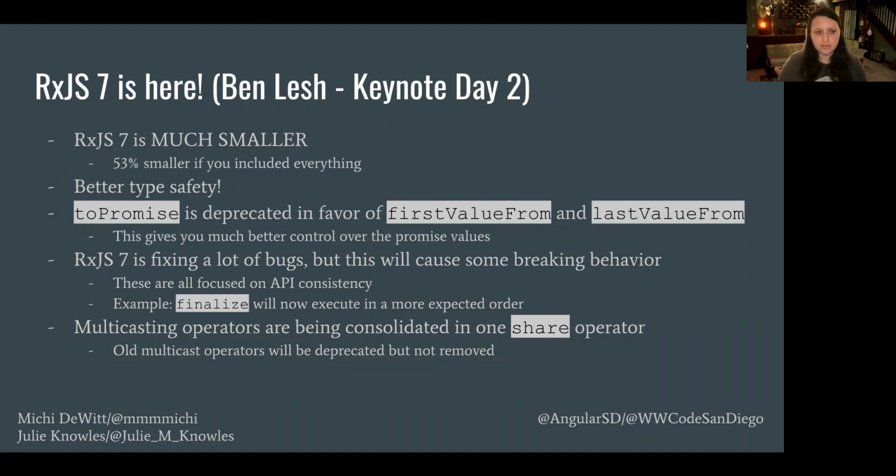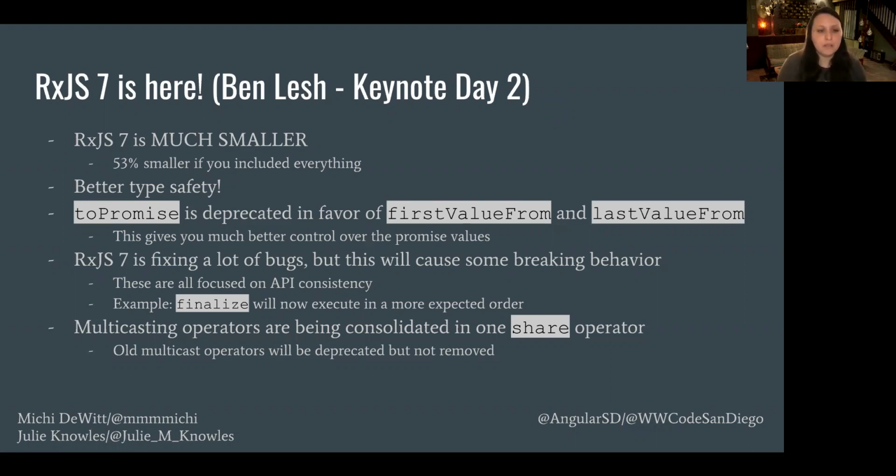There's definitely some good docs out there. And this gives you better control over your promise values, and you can really make sure that you're getting the value that you want and that you expect. The toPromise operator hasn't been removed yet. It's just deprecated. So you can upgrade to RxJS 7 and this won't break it. However, there is some breaking behavior.